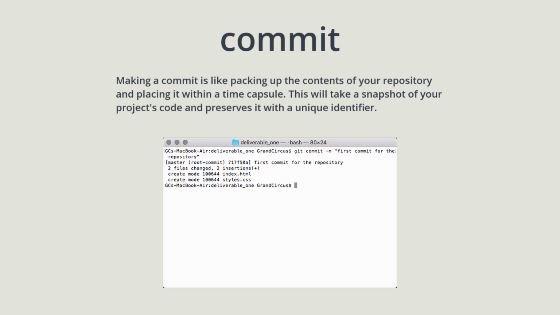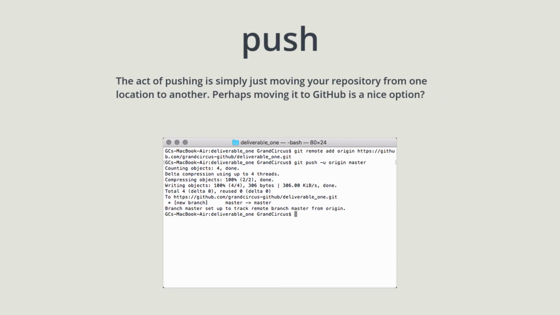Making a commit, once again, is very similar to saving your progress. It allows you to save the state of your current project, and you can assign a label or a message to describe what this specific commit is for. The fifth term is going to be push. Simply think of push as taking the current Git repository and sending it to another location, perhaps GitHub.